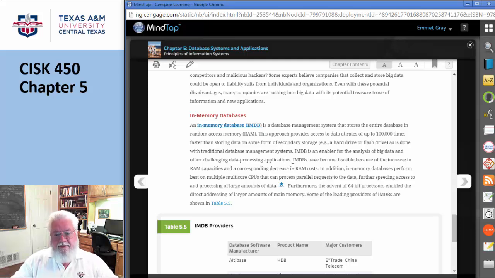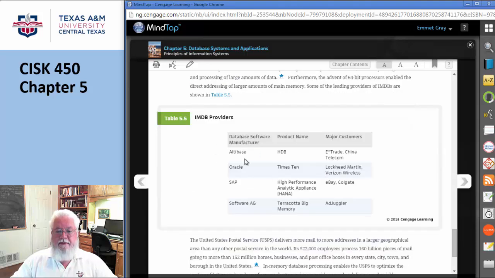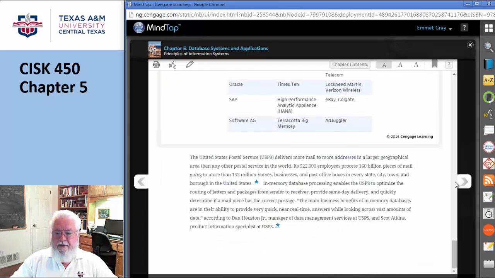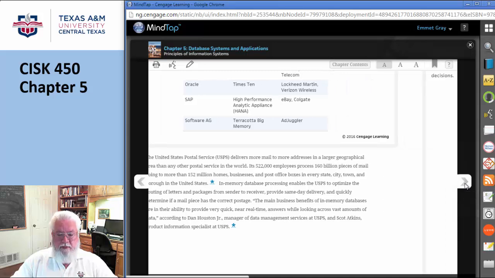I've never actually seen one of these, but hey, sounds pretty cool. In fact, I'm looking at some of these things going, E-Trade. I'm thinking, really? Okay, fine, whatever. And some of these other organizations use all these software packages for in-memory. Okay, kind of cool. The next thing we're going to talk about is data warehouses.